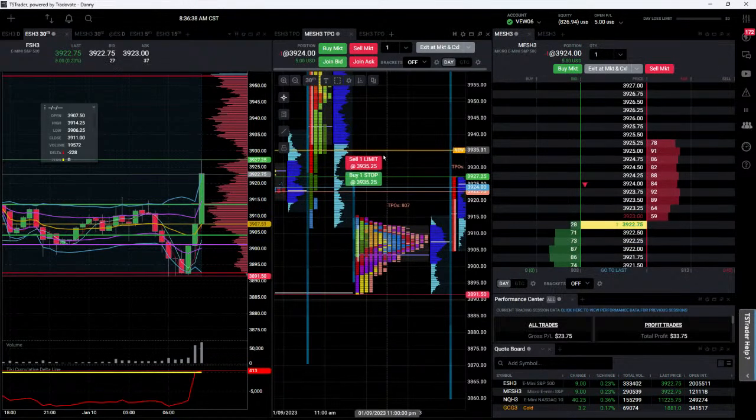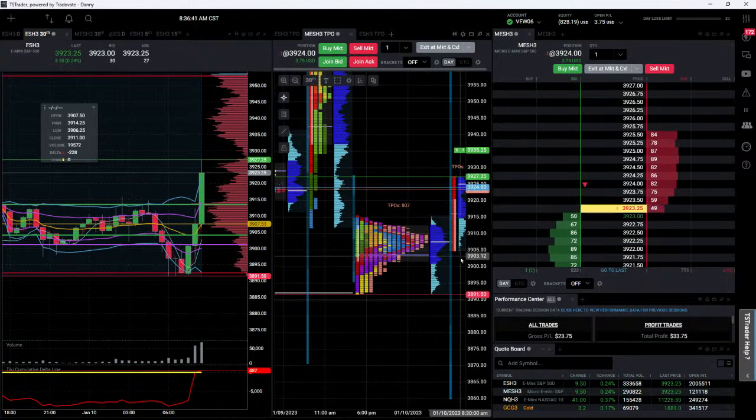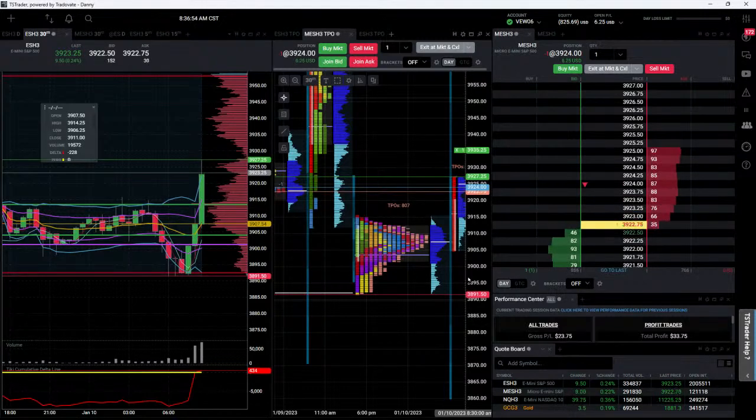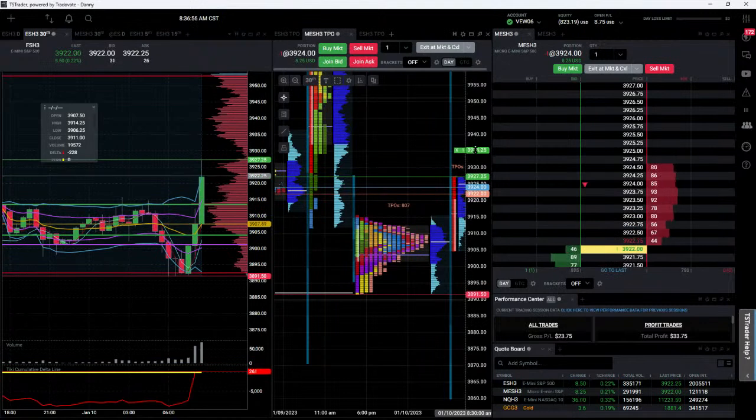I'm gonna put a stop in. It's got to stay below that 3,900 level. So we're short 24. I've got a pretty substantial stop above it, just a catastrophic stop. Sure. Move it down a little bit here.